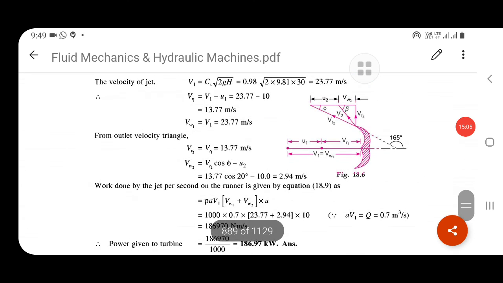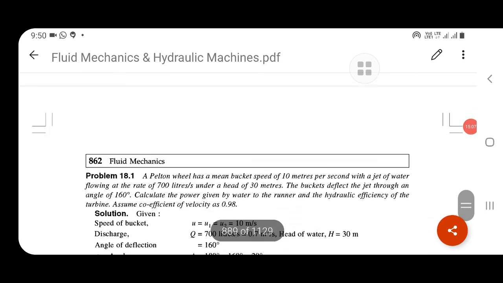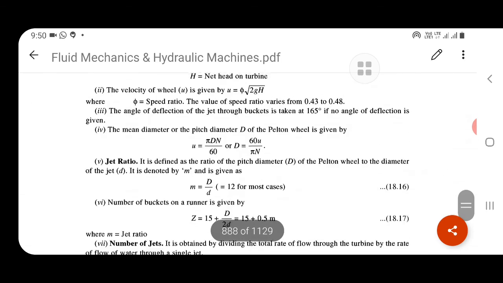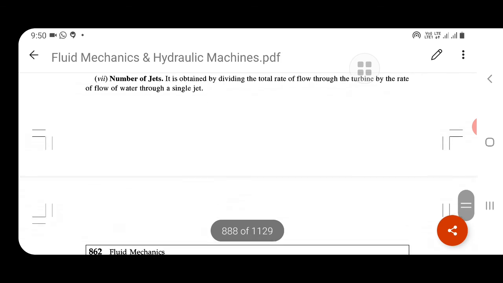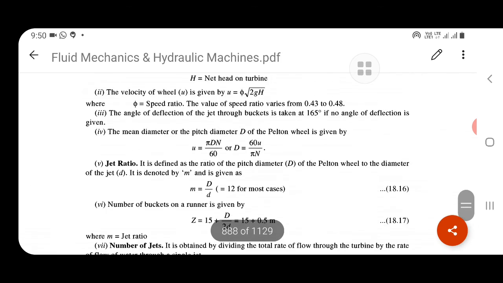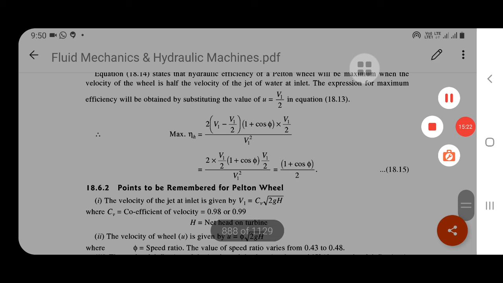So in this way, in today's lecture we completed the remember points, the basic points of the Pelton wheel, and an example. Let's see another example in the next lecture.